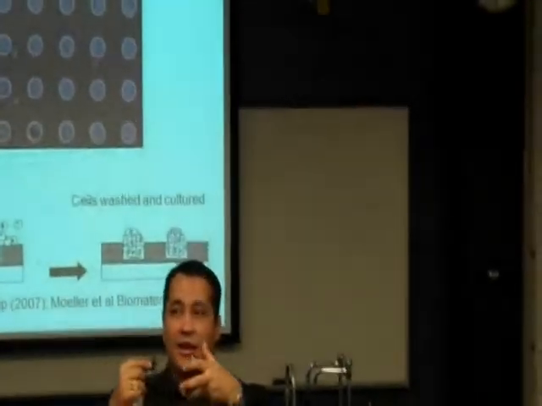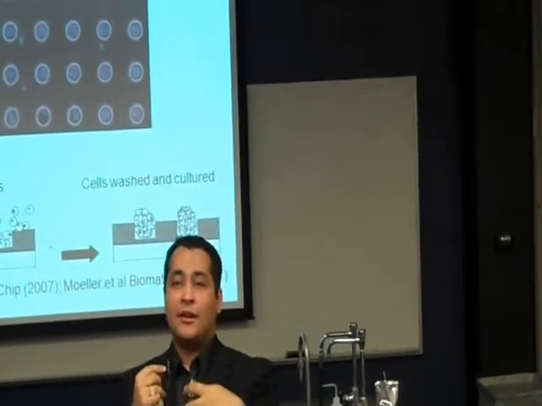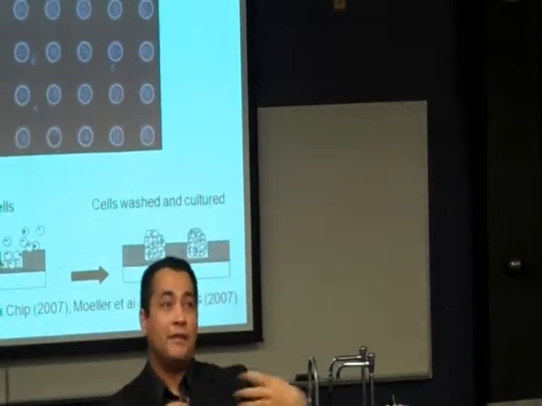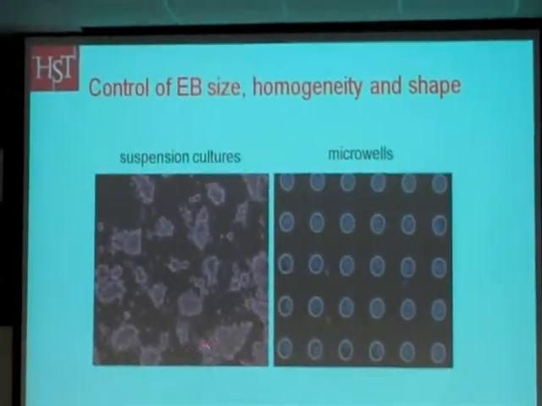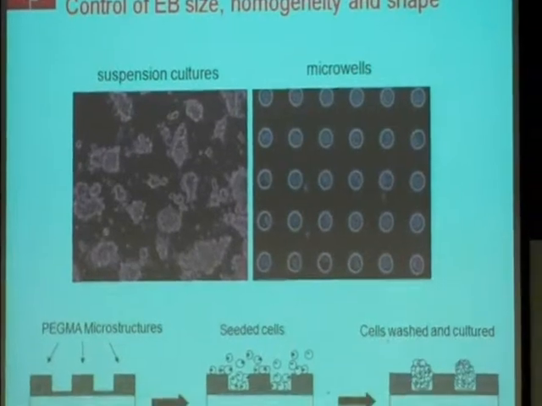So because cells think as if they're together, they're seeing each other, they feel good, then they start saying, okay, we need to start differentiating and make different kinds of tissues. So that's kind of what they see here. And what we want to do is control this kind of environment.